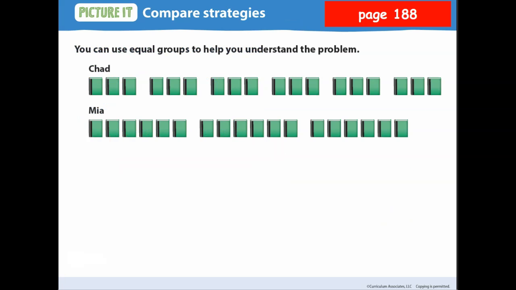Another way to do this is you can use equal groups to help you understand the problem. So Chad read 3 books for 6 weeks, right? That's 1 week, 2, 3, 4, 5, 6. However, Mia read 6 books for 3 weeks. See, 1 week, 2 weeks, and 3 weeks. We want to know who read more. So based on this right now, who read more? Mia. Are you sure about that?